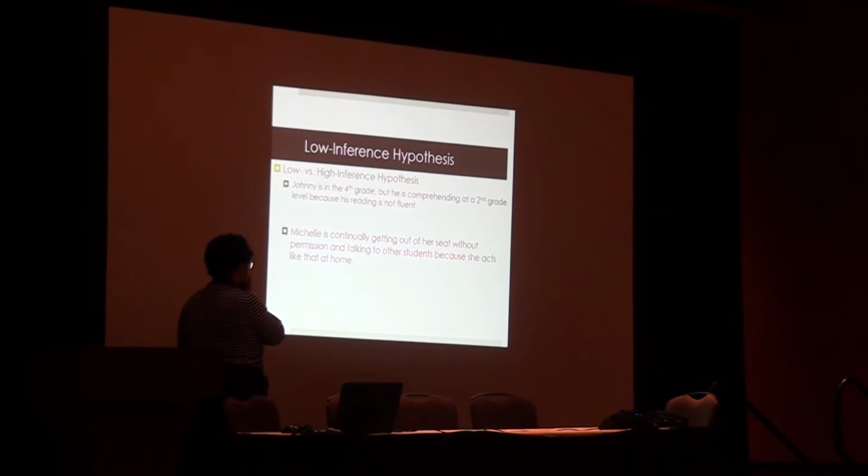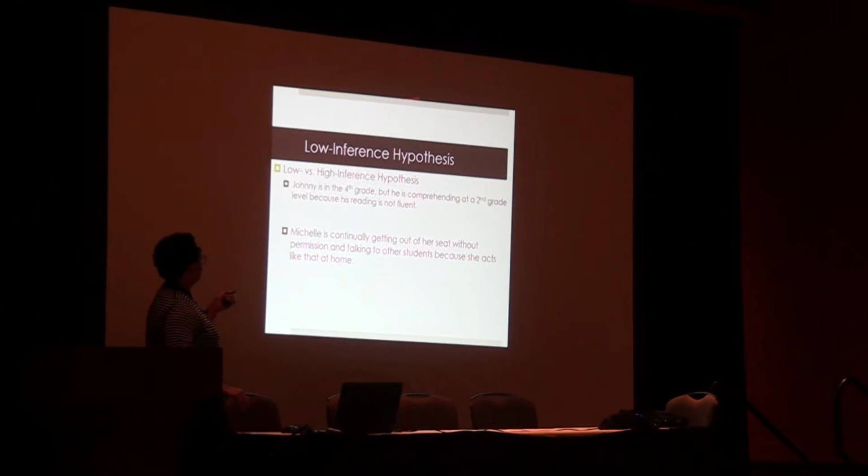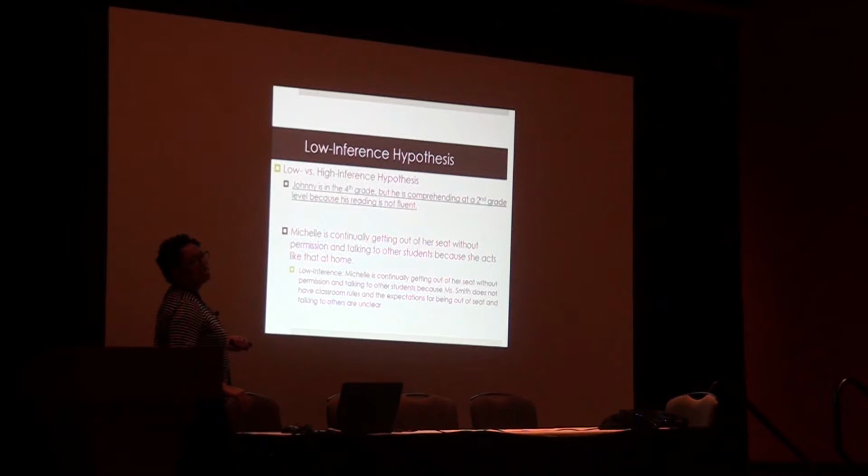So let's talk about some examples. Johnny is in the 4th grade, but he's comprehending at a 2nd grade level because his reading is not fluent. So in this example, what are we saying the hypothesis is? Johnny's in the 4th grade, but he's comprehending at a 2nd grade reading level because his reading is not fluent. What are we saying that the hypothesis is, the cause? That his reading is not fluent. Is that low inference or high inference? If we're saying that his reading is not fluent, he doesn't have reading fluency skills, it's low. And then what would the intervention be? Reading fluency.